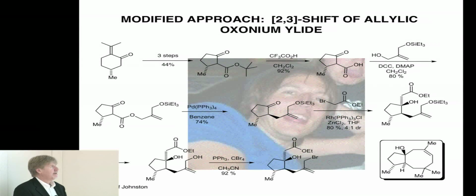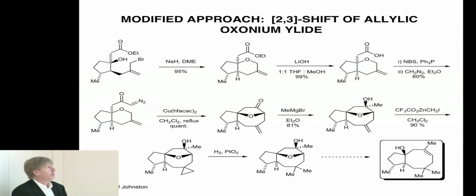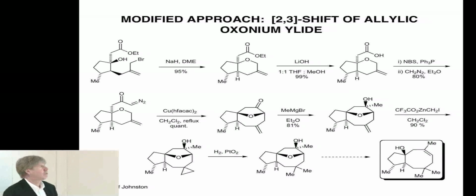intermediate. And now this intermediate can be subjected to a rhodium-catalyzed Reformatsky addition, and then we deprotect the silyl ether and convert it into an allylic bromide to prepare for ring closure now to give us this pyran ring. So notice we've got nothing up here on this carbon, but we still expect this to rearrange because this is an allylic ether. And so this is set up to do a 2,3 shift.